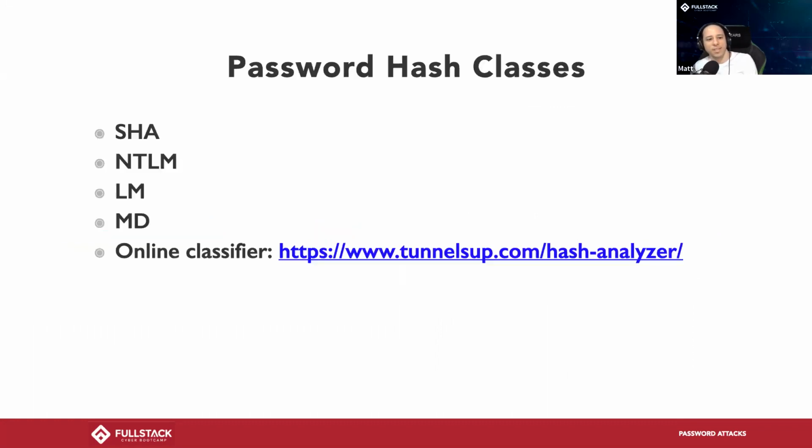So let's talk about the different password hash classes, the popular ones. There's SHA. There's NTLM and LM, which are 2 Windows types of hashes. There's MD, like the MD5 hashes. And we have a tool here that Corey, I think, demoed, this hash analyzer. So say you find a hash and you don't know what kind of hash it is. You throw it into the hash analyzer and determine what the hash is. It usually determines it by the length of the hash, because every hash type has its own length.